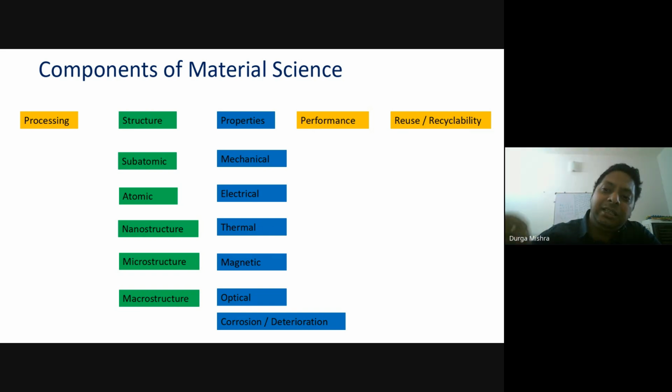And recently, a fifth component has been introduced, that is reuse and recyclability. That means all the materials you are using for making a product should be able to be recycled. That is a goal right now because of environmental situations, and that is also a big aspect in material science research as well.